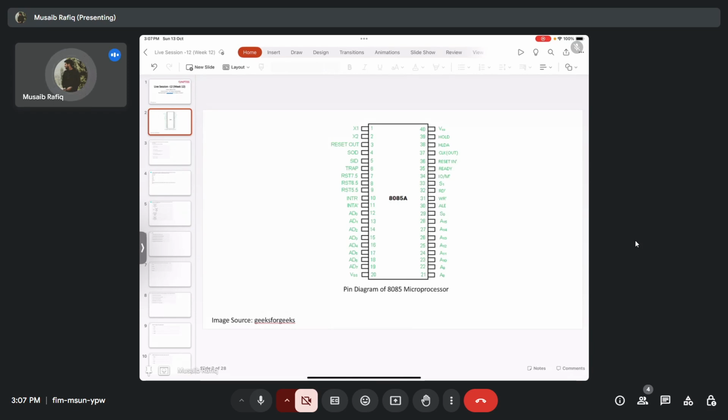You remember in the last live session, we discussed the architecture of 8085. We just had a brief overview, going over all things, not going into detail, because that's not the purpose of this live session. Similarly, we'll have a brief overview of the pin diagram of 8085. In the 8085 microprocessor, there are 40 pins available.